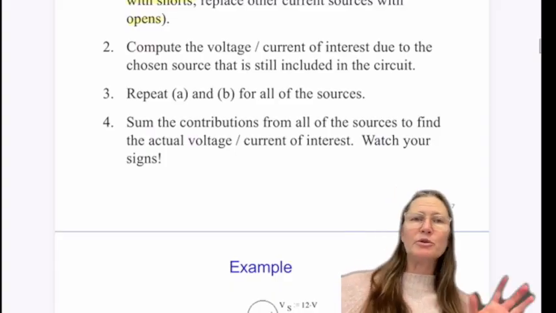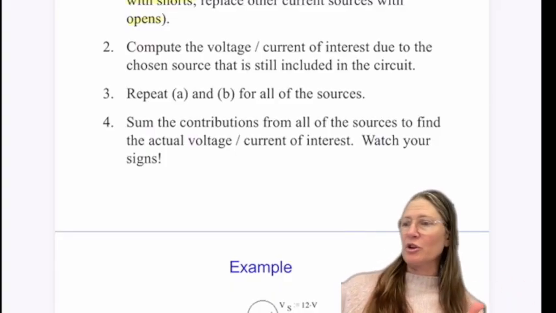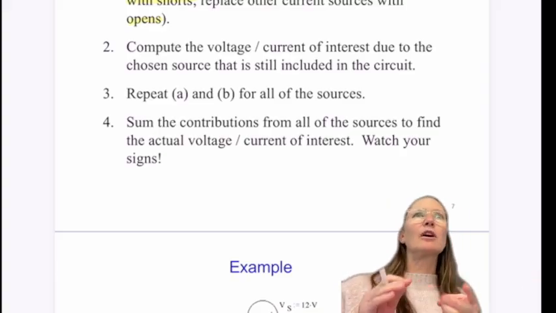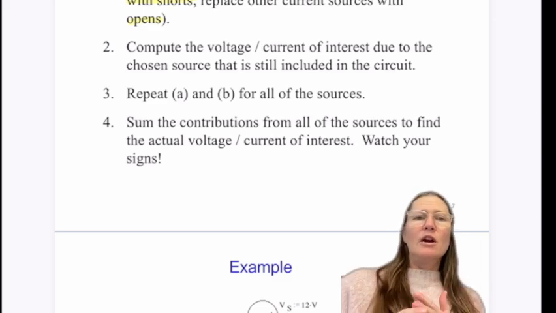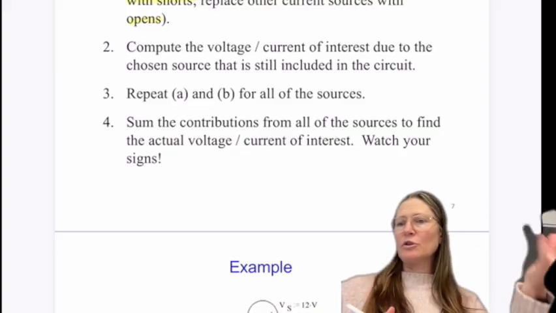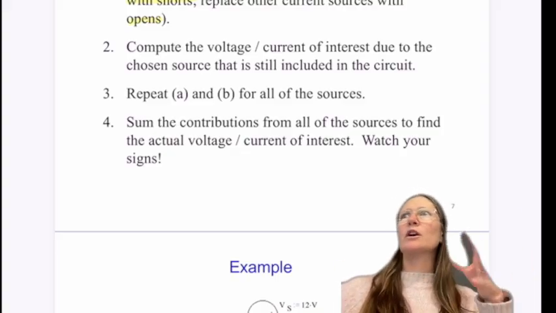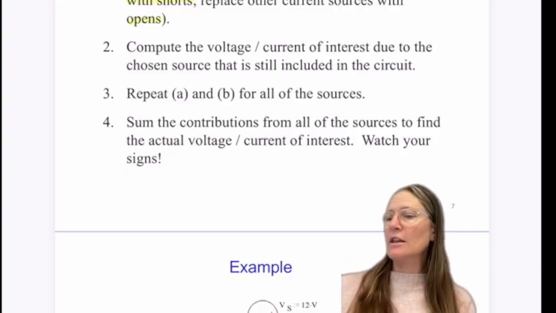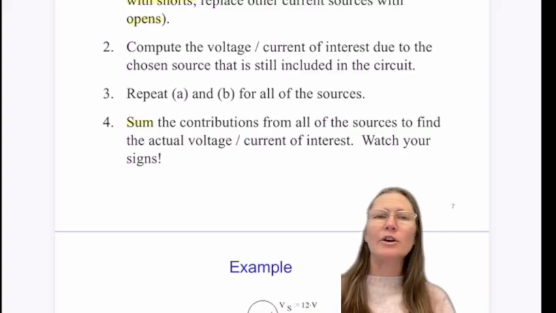Then you compute whatever variable you want, voltage or current in the circuit, using all the other techniques we've learned: KVL, KCL, node voltage, Ohm's law. And then you repeat A and B, meaning you turn off that source, turn on another one, keep going till you get answers for every single source. And then at the end, you're just going to sum up all the contributions.